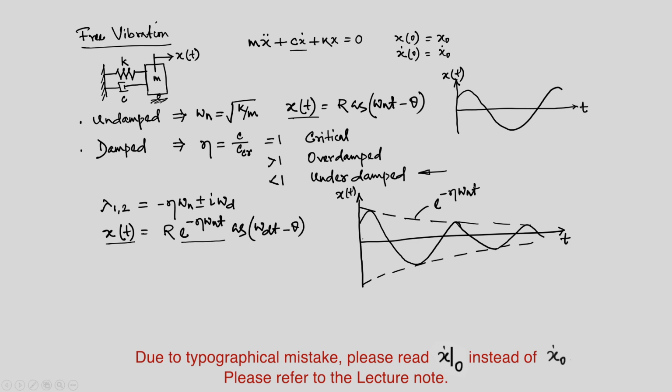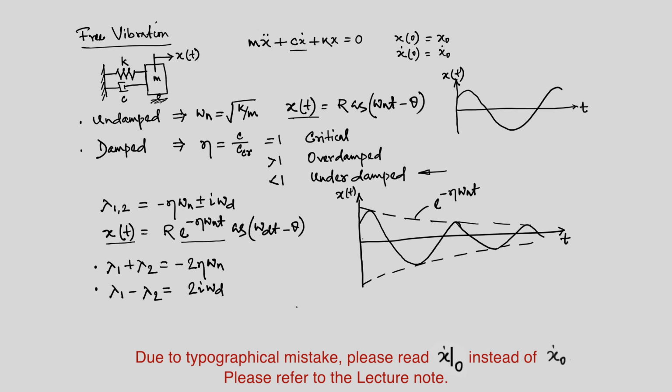Up to this much we developed in our last class, but let us quickly note the nature of these roots. Lambda 1 plus lambda 2 will be what? If we just add them up, this will be minus twice eta omega n. And lambda 1 minus lambda 2, obviously, you will have twice i omega d.